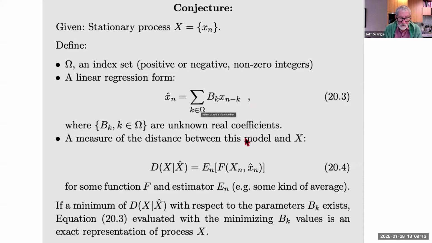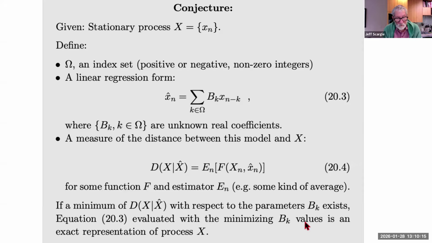And the conjecture is that if you can construct some distance measure between the model and this predictor of the model, this generalized prediction filter, this acausal or mixed causal prediction filter, presumably some average over the data, and you find the minimum of that distance, then in the same fashion that the Wald theorem gives you the unique second order statistics representation with its causal filter and all that stuff, if this thing has a minimum with respect to the parameters, then putting those parameters in the predictor gives you, I'm speculating, an exact representation in the same sense that the Wald representation is exact.